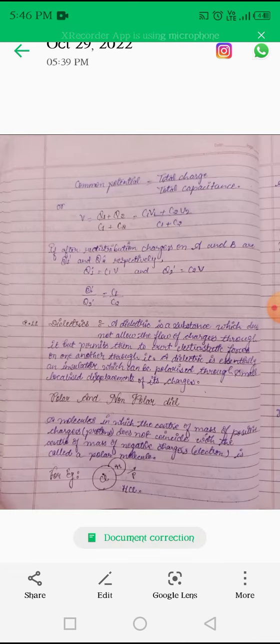Topic 2.12, Dielectric strength. The maximum electric field that can exist in a dielectric without causing the breakdown of its insulating property is called the dielectric strength of the material. SI unit is volt per meter, V m inverse.